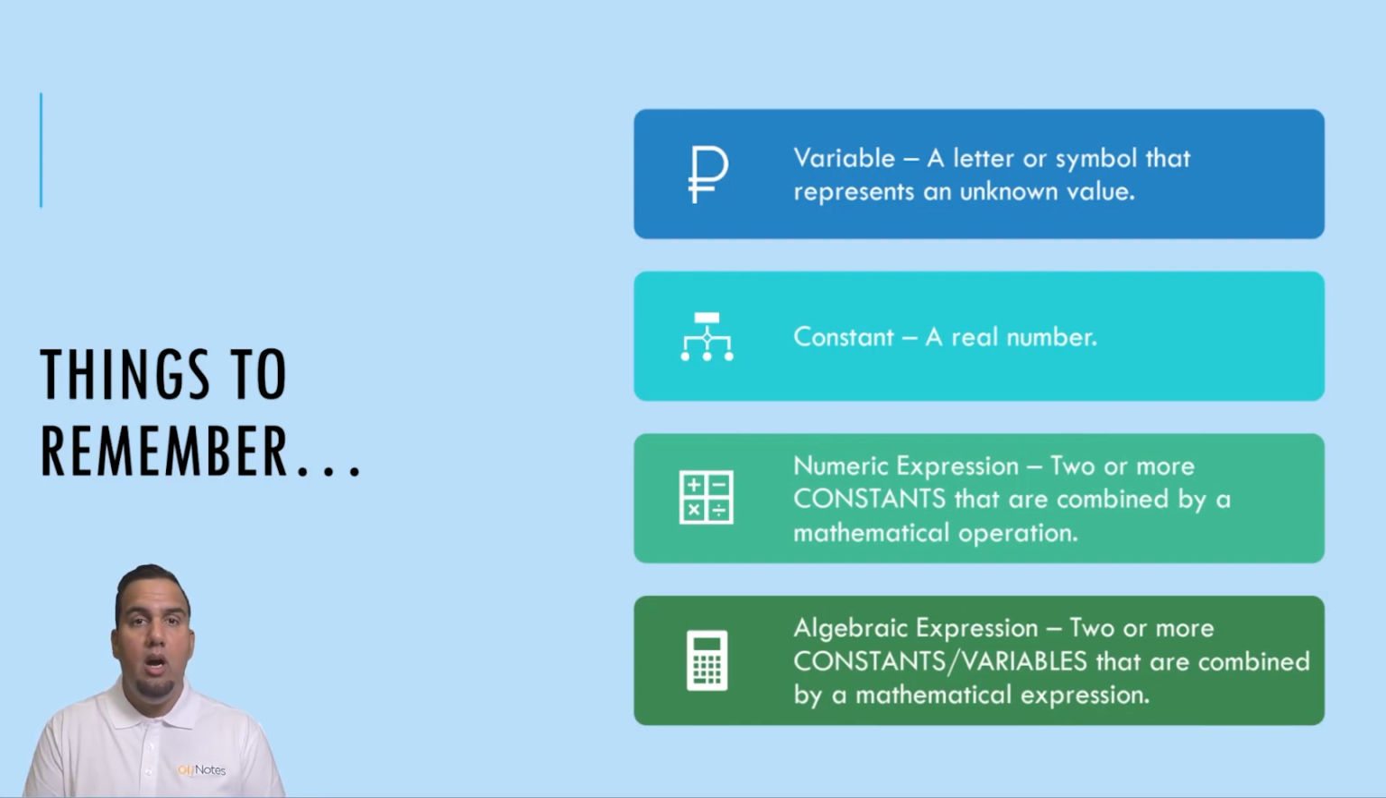Okay? Next came numeric expression. A numeric expression was just combining 2 or more constants, which are numbers, by any mathematical operation. What are the 4 most famous mathematical operations? Addition, subtraction, multiplication, division. And lastly, the most important one, which were our problems that we had for today, algebraic expressions. What's an algebraic expression? Working with 2 or more constants or variables combined by a mathematical operation.